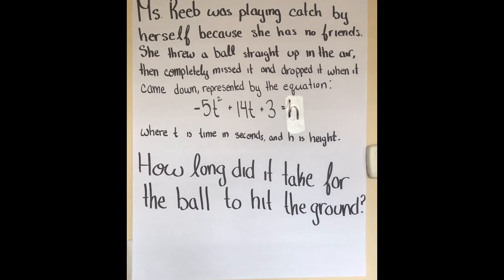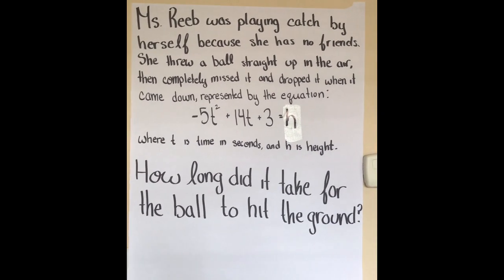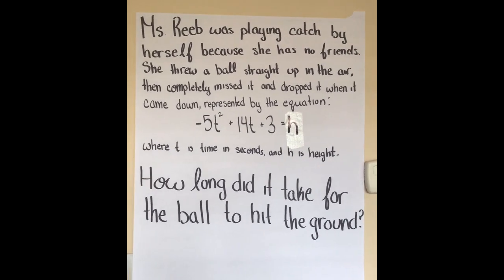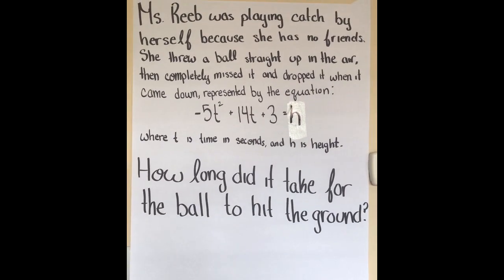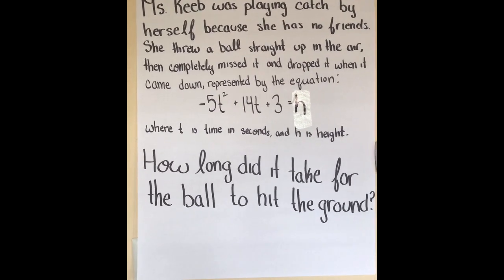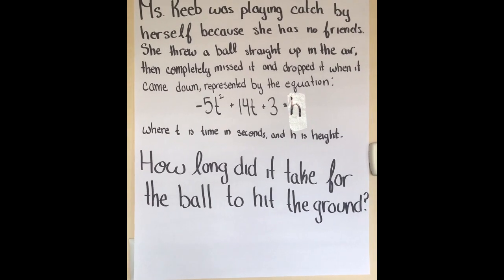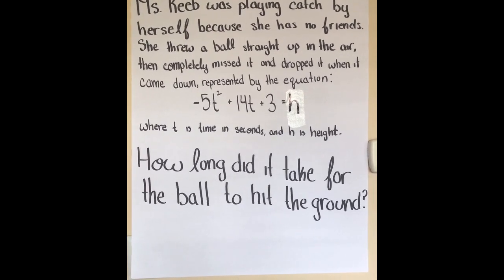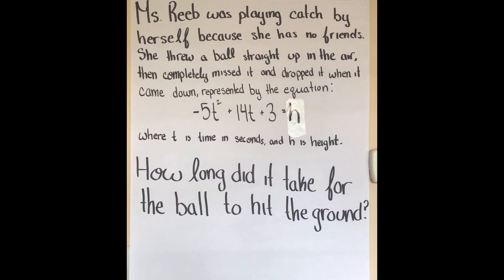Miss Reed was playing catch by herself because she has no friends. Hey, yes I do, I'm social distancing. She threw a ball straight up in the air, then completely missed it and dropped it. Okay, that sounds like me. When it came down, represented by the equation negative 5t squared plus 14t plus 3 equals h, where t is the time in seconds and h is height. How long did it take for the ball to hit the ground?